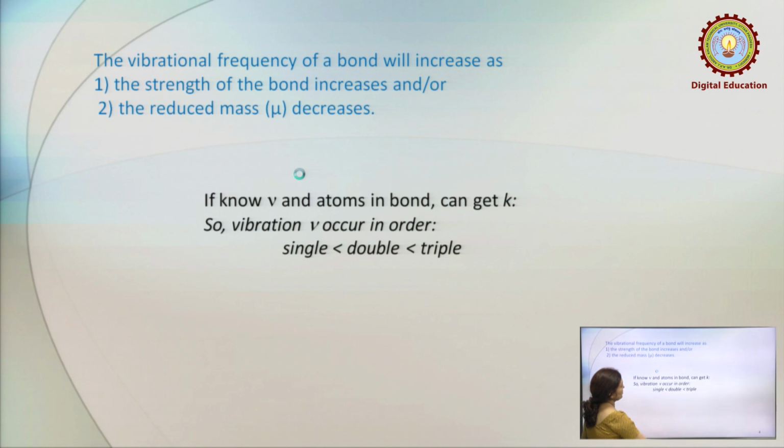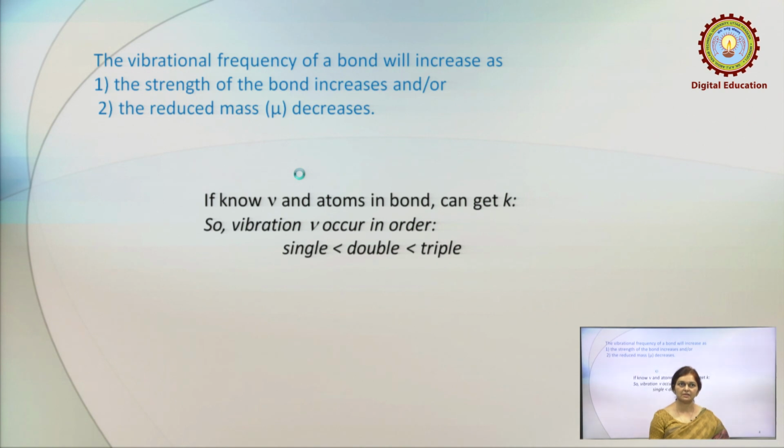The vibrational frequency of a bond will increase as the strength of the bond increases, as we discussed in our previous slide. It also increases as the reduced mass decreases. If we know the frequency and the atoms in the bond, we can get the value of the force constant. So, vibrational frequency of a single bond is less than that of a double bond, and that of a double bond is less than that of a triple bond.